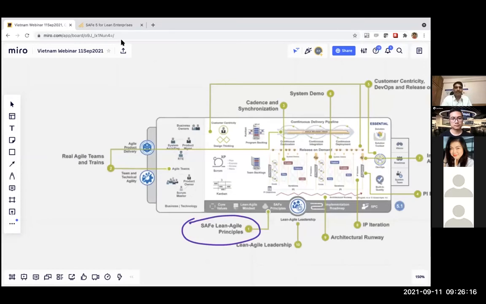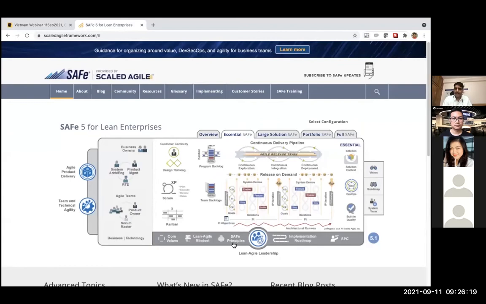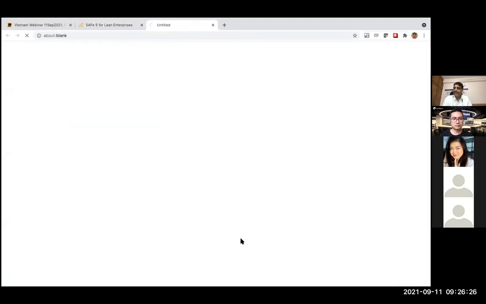In fact, if I connect back to SAFe's principles: Lean-Agile Mindset, core values, and the SAFe principles. SAFe has 10 principles.